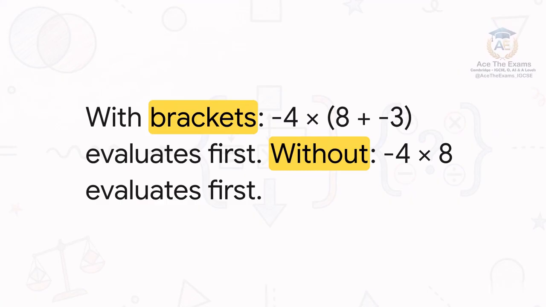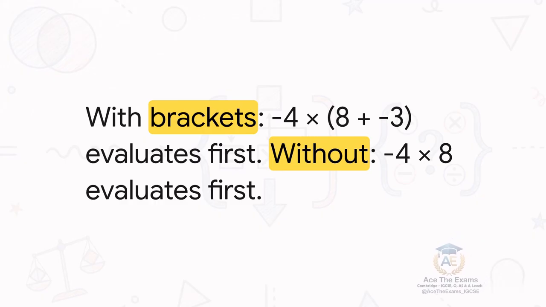Look at the top equation, -4 multiplied by, in brackets, 8 plus -3. Following our brand new rules, the brackets are evaluated absolutely first. 8 plus a -3 gives us a clean 5. Then we multiply that 5 by -4, giving us -20.